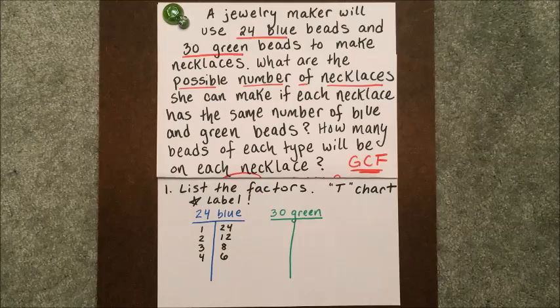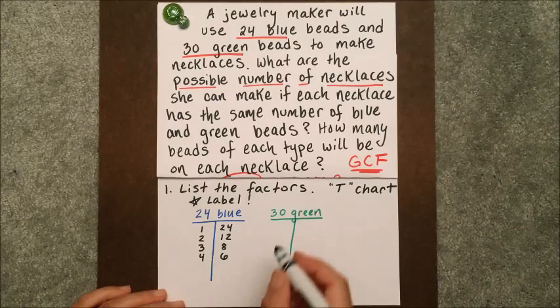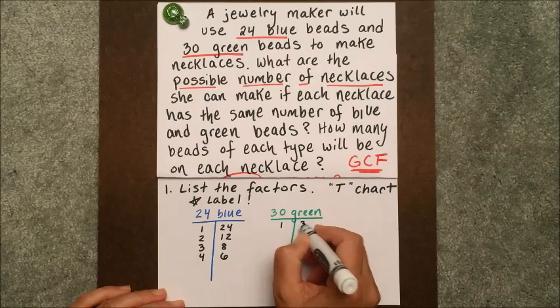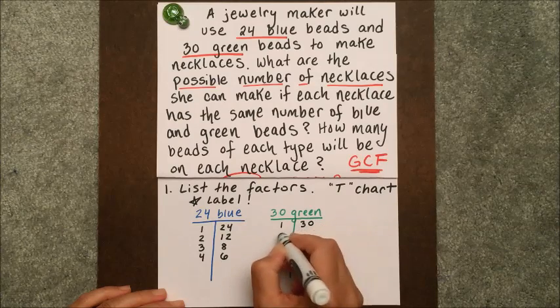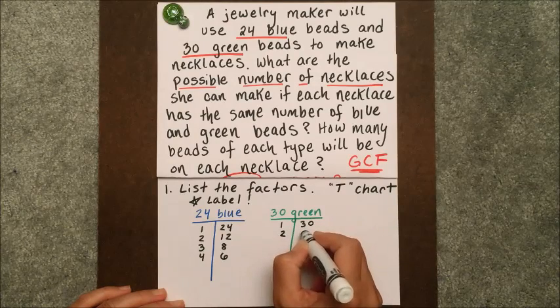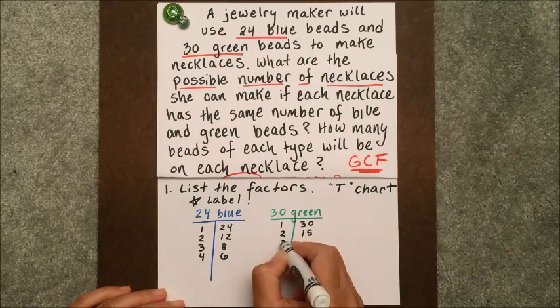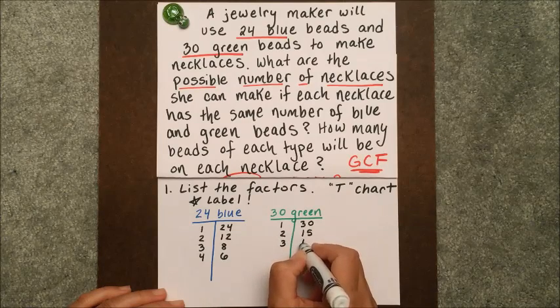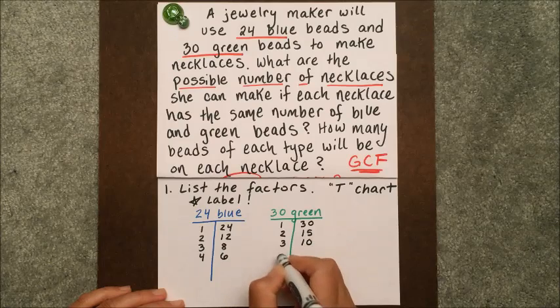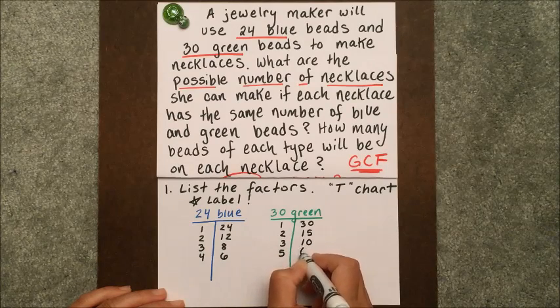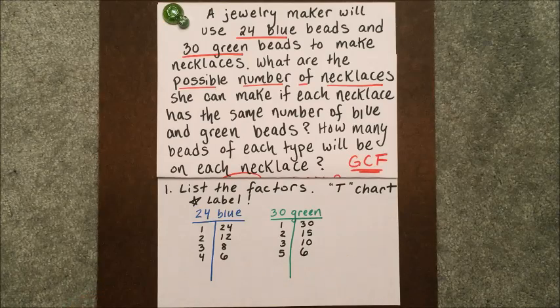Okay, we'll do the same thing for the 30 green beads. So if we had one necklace, all 30 green beads would be on that one necklace. If we had 2 necklaces, we would split up those beads and then we would have 15 on each necklace. So we will do this for all of the factors of 30, because that is how we split up the beads evenly, by finding out what the factors are.